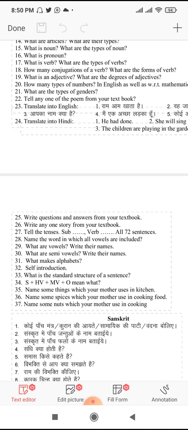Name some things which your mother uses in the kitchen. Kitchen में आपकी mother कौन सी चीज़ें यूज़ करती है उनका नाम लिखना. Name some spices which your mother uses in cooking food. आपकी mother खाना बनाने में कौन कौन से मसाले यूज़ करती है उनका नाम लिखना है. Name some nuts which your mother uses in cooking. आपकी mother कौन कौन से nuts means काजू, बादाम, almond, cashew nut and pistachio ये यूज़ करती है.